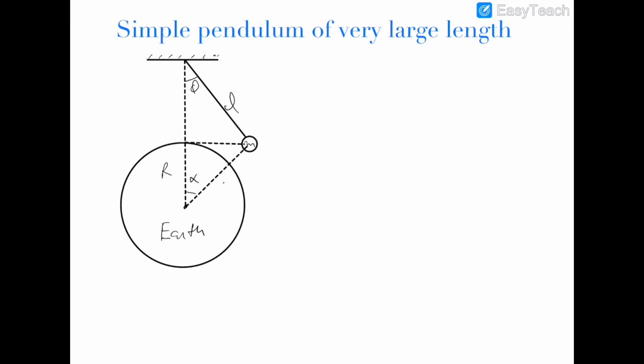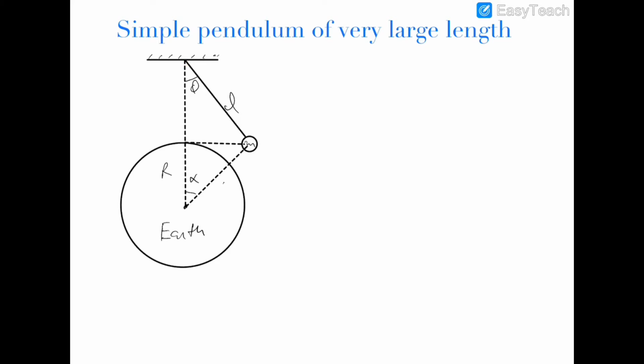In this video, I will discuss the time period of a simple pendulum whose length is very large. In fact, its length is so large that it is greater than the radius of Earth, far greater than the radius of Earth. So let us consider such a pendulum whose length is far greater than the radius of Earth, and therefore its suspension point would be out of the Earth, and this is the suspension point of such a pendulum.